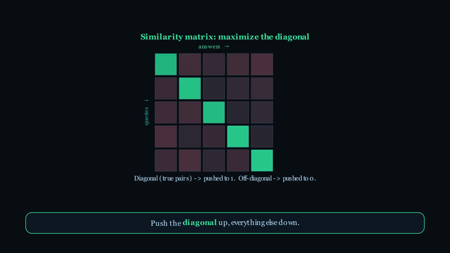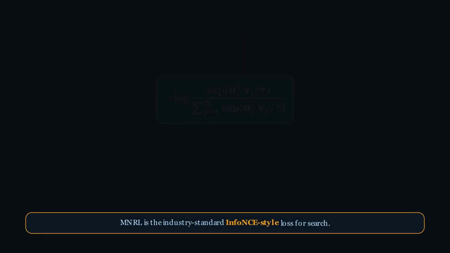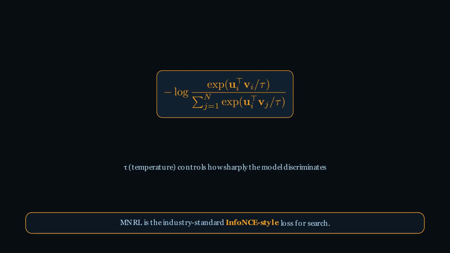This is the InfoNCE loss, the engine behind CLIP, SimCLR, and SimCSE alike. In retrieval systems, this is often called multiple negatives ranking loss. Mathematically the same idea, scaled to batches of thousands of negatives with a temperature parameter controlling how sharply it separates matches from non-matches.